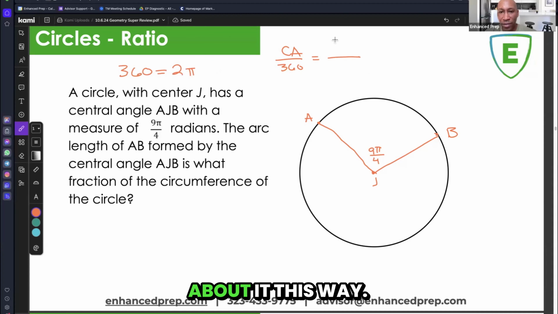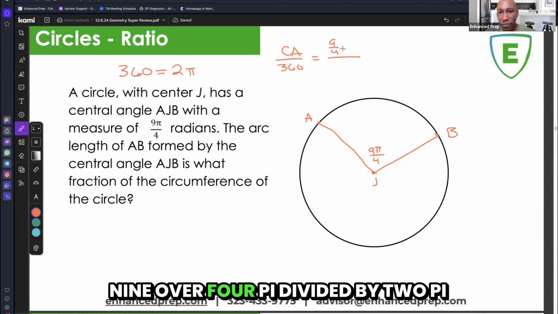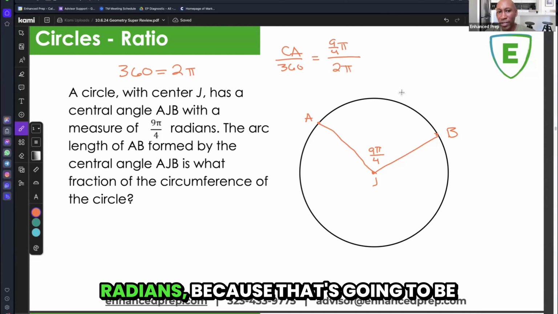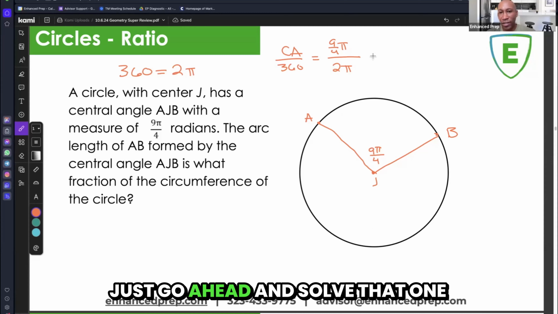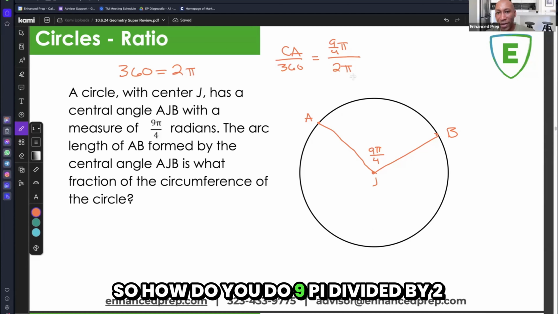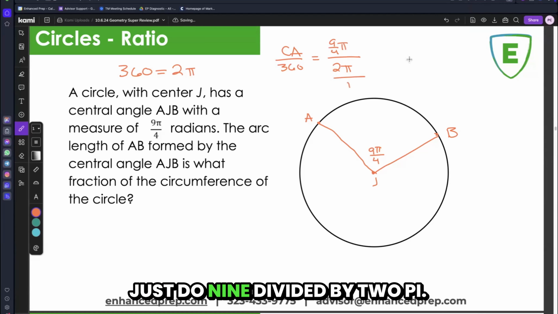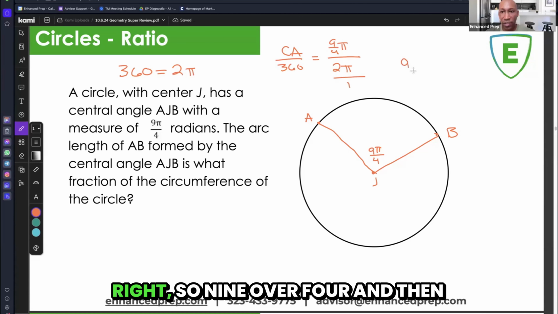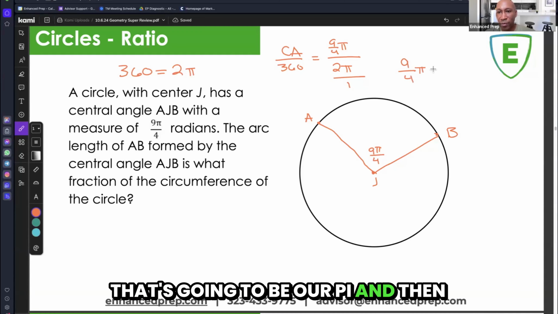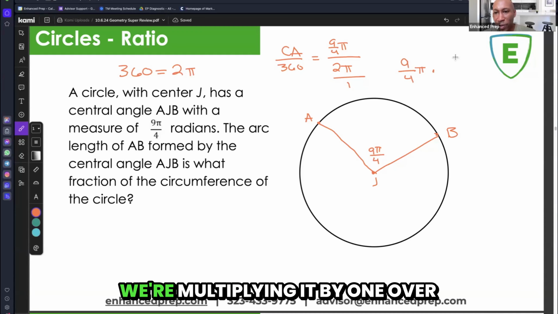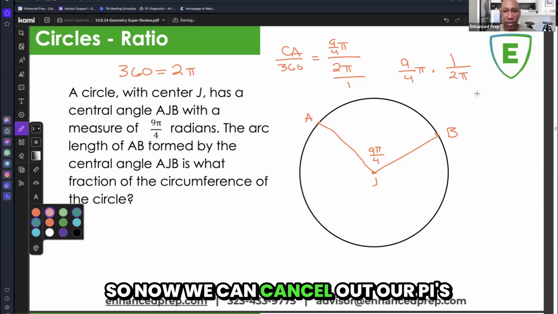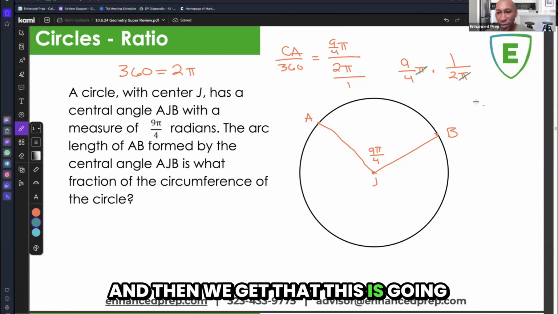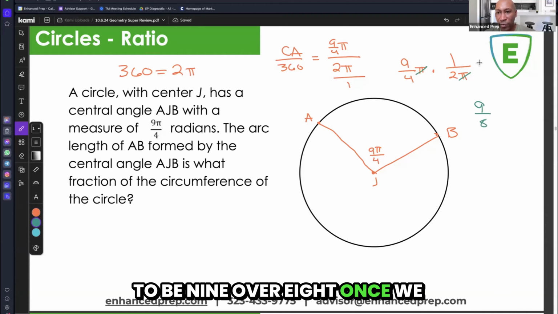So in this case, we can also think about it this way: 9 over 4 pi divided by 2 pi radians, because that's going to be our whole thing. And then once we do that, we can just go ahead and solve that one out. So how do you do 9 pi divided by 2? You just do 9 divided by 2 pi. All right, so 9 over 4, and then that's going to be our pi, and then we're multiplying it by what? We're multiplying it by the reciprocal, 1 over 2 pi. There we go, right? So now we can cancel out our pi's, and then we get that this is going to be 9 over 8 once we multiply it out.